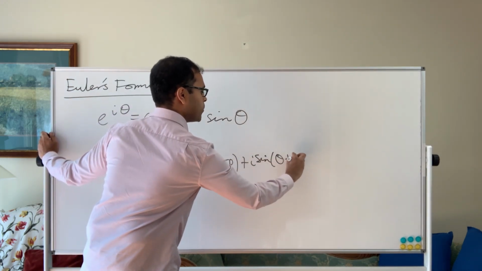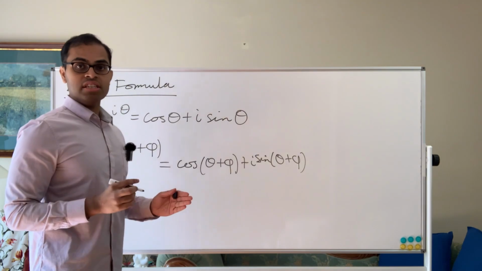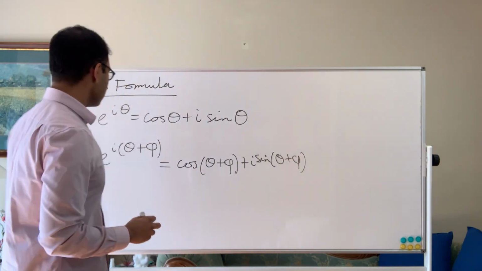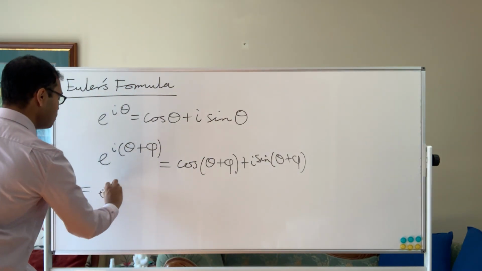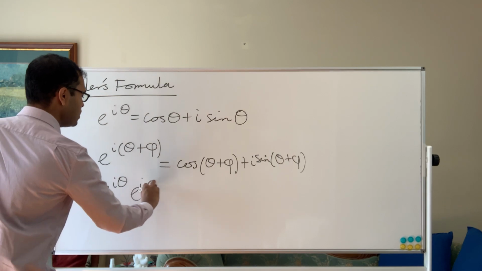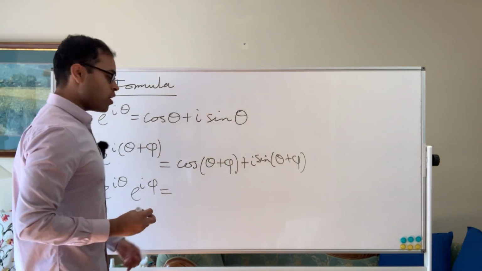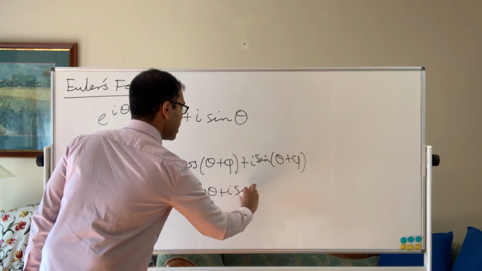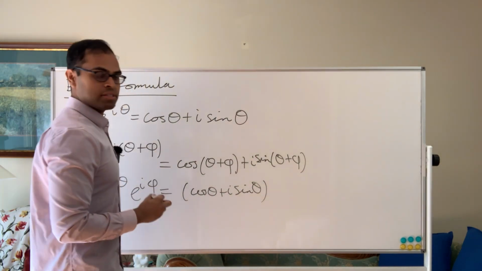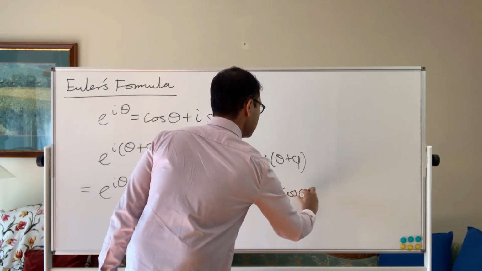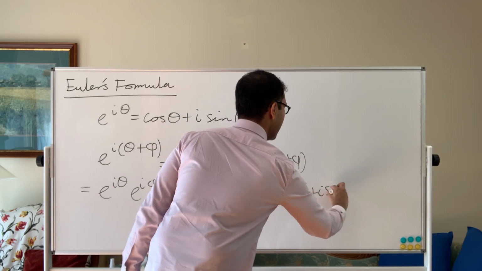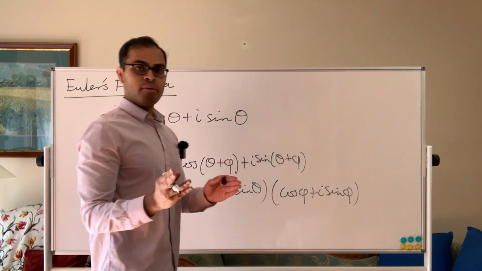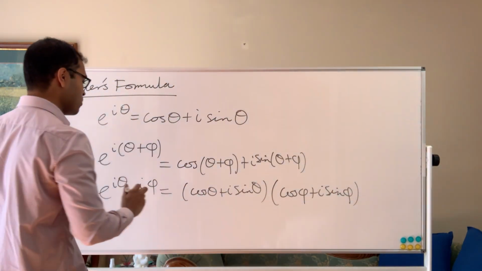Okay, that's number one. Number two is, using the fact that we have exponent laws, we know that this is going to equal e^(iθ) times e^(iφ), which again by using Euler's formula is going to be (cos θ + i sin θ) multiplied by (cos φ + i sin φ). And this is a really cool way of deriving the formulas because now we use multiplication of complex numbers.